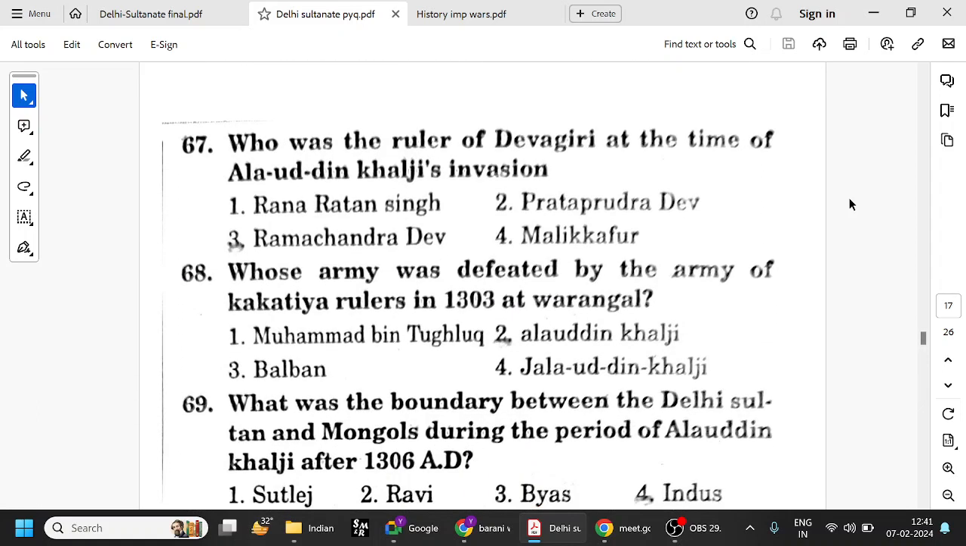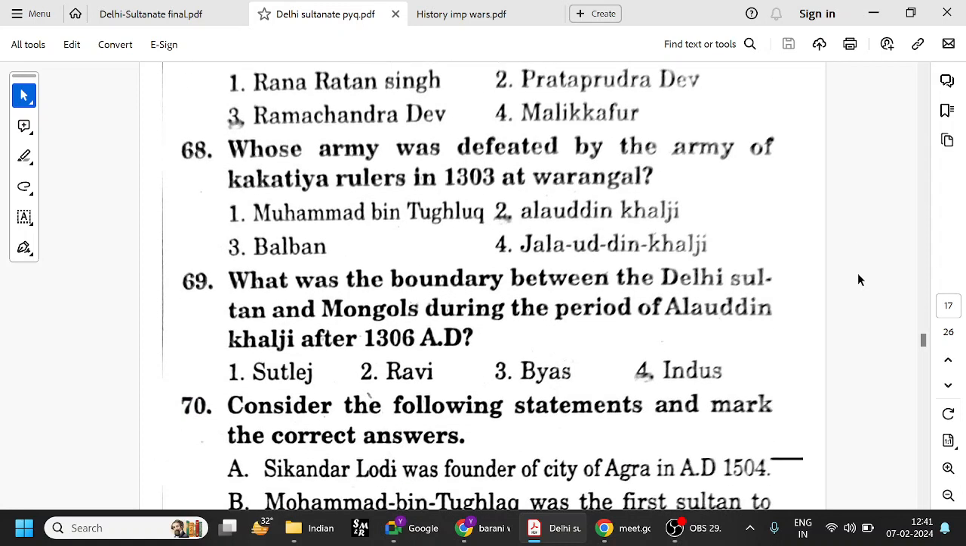So, who was the ruler of Devagiri at the time of Alauddin Khilji's invasion? He sent Malik Kafur to the Deccan and he defeated the Devagiri ruler Ramachandra Dev. Malik Kafur is the person who went, and in the Kakatiya he fought against Prataprudra, Prataprudra II, I think. And Rana Ratan Singh is from Chittor. When Alauddin Khilji invaded Chittor, he killed Rana Ratan Singh. In Devagiri, Ramachandra Dev. Try to remember that.